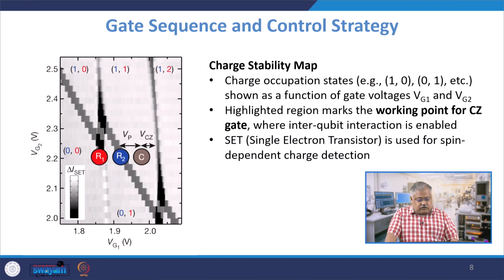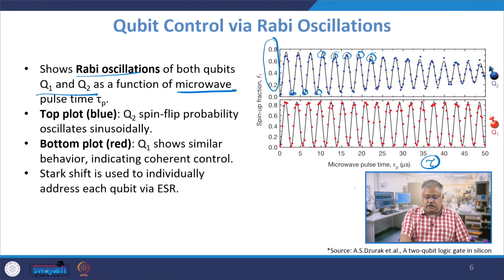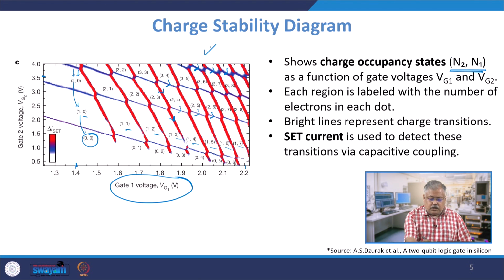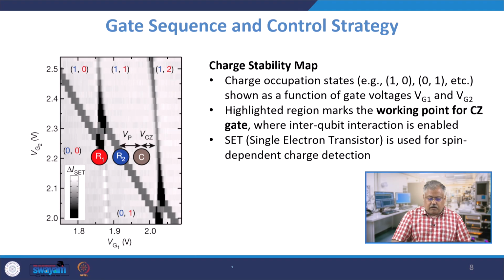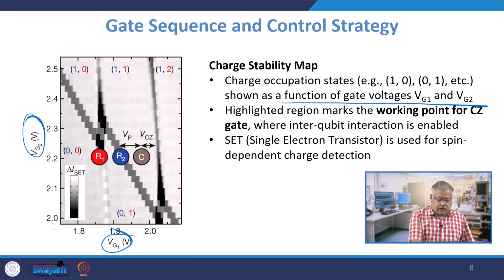Now as I was discussing with you, let me show you the charge stability diagram for occupancy. This is again the charge occupancy diagram. The charge occupancy states are in this case 1 0 or 0 1, which means that the 0th state and 1 state for n1 and n2 respectively are occupied. The charge occupancy states are shown as a function of Vg1 and Vg2. These are the transition places, the blue colored lines are the transitions.